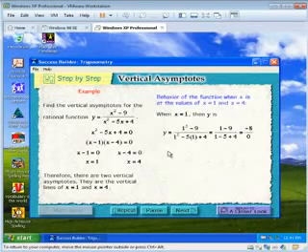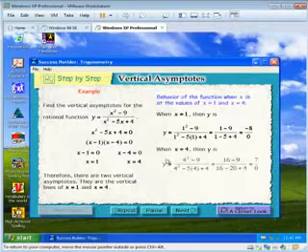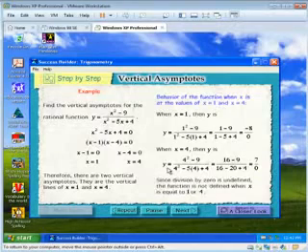When x is equal to 1, the denominator becomes 0. When x is equal to 4, the denominator again becomes 0. Since division by 0 is undefined, the function is not defined when x is equal to either 1 or 4.